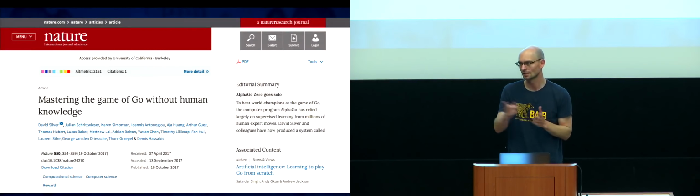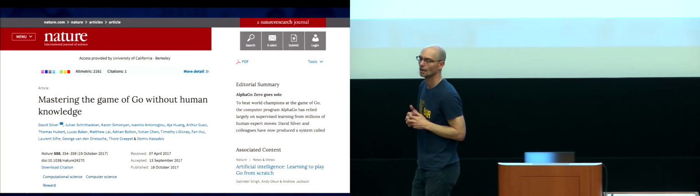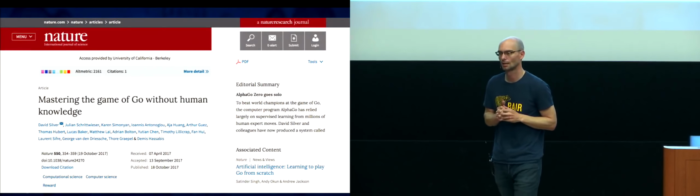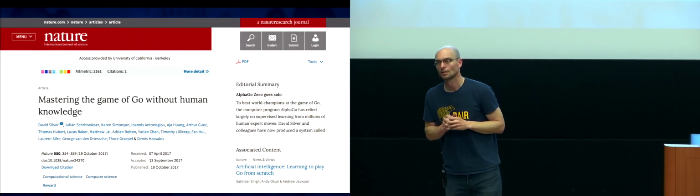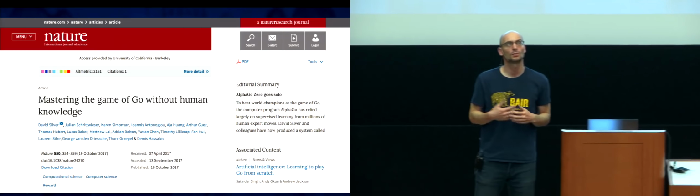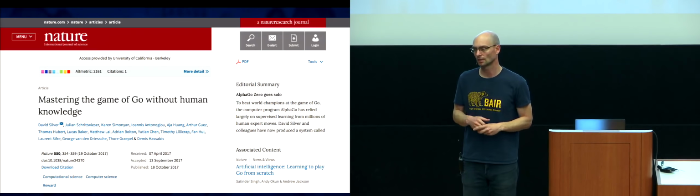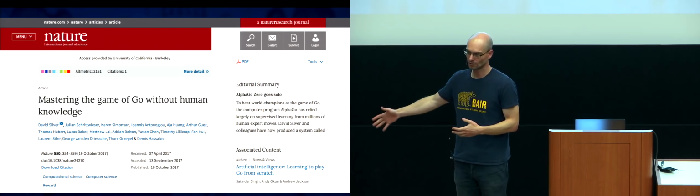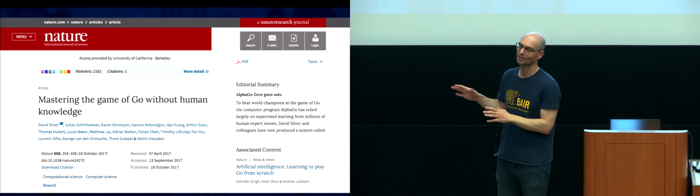Any other questions about Go? Yes? Do you think you can solve the game with enough computing power? Well, it's a good question. So the question was, do we think we can solve the game with enough compute power? With infinite compute power, for sure. That's a given. Then you can definitely solve it.